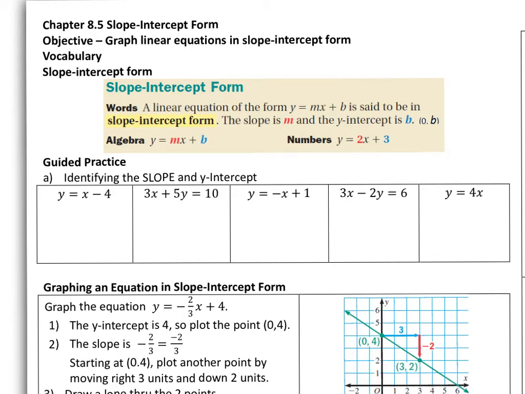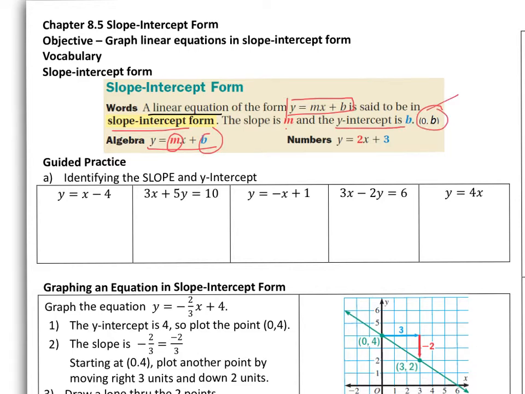8.5 Slope-intercept form. Graph linear equations in slope-intercept form. Okay, the slope-intercept form in words just means a linear equation of the form y equals mx plus b is said to be in slope-intercept form. The slope is m, the y-intercept is b.